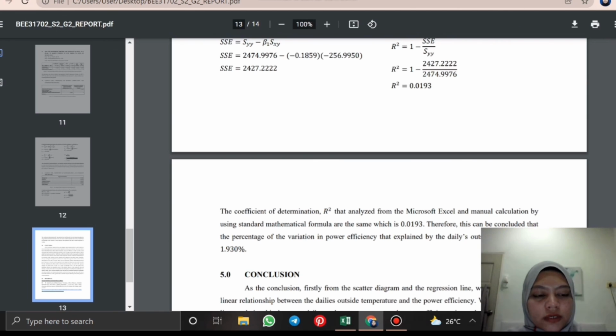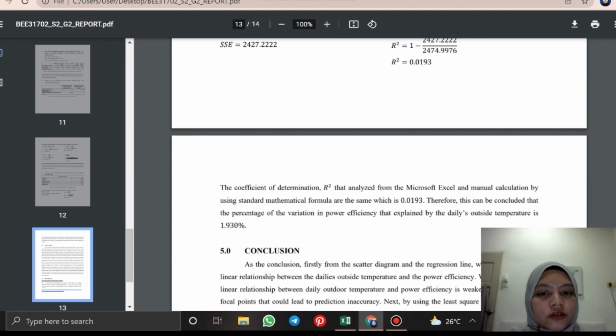From 0.0193, we can conclude that the percentage of the variation in power efficiency that is explained by the daily outside temperature is 1.930%.